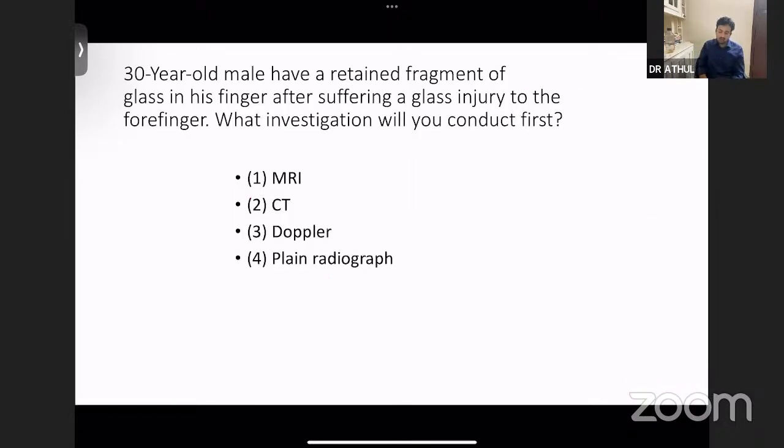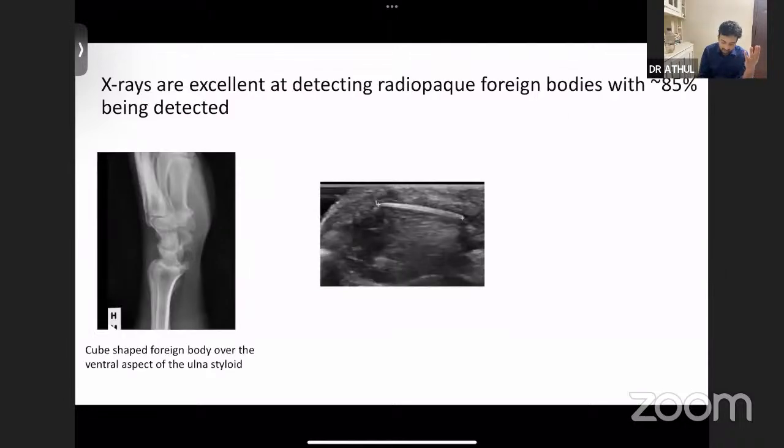Another important thing is foreign bodies. Foreign bodies are also very important. This is a 30-year-old male with a retained fragment of glass in his finger. Which investigation will you do first? Whether MRI, CT, Doppler or plain radiograph, always understand that plain radiograph is excellent in picking up glass objects. Here is a glass object seen in a plain X-ray. So you can easily pick up such objects with the help of plain radiographs.